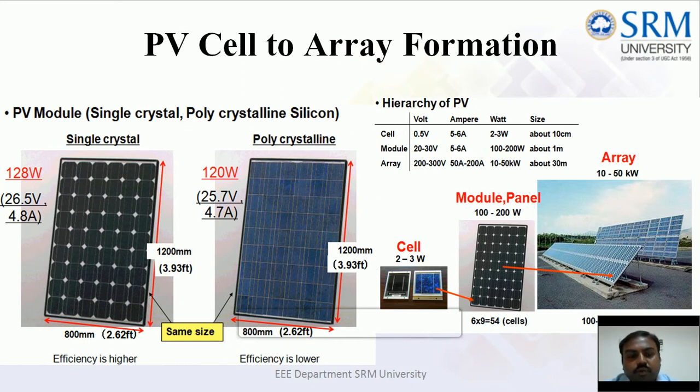You can see that a single crystal PV panel is shown and a polycrystalline PV panel is shown. For the same size, a monocrystalline panel gives you more wattage than the polycrystalline. The reason is that the efficiency of monocrystalline silicon is slightly higher than that of polycrystalline. Therefore, the output power is more for the same size of PV panel. Of course, polycrystalline will have lesser cost compared to monocrystalline.